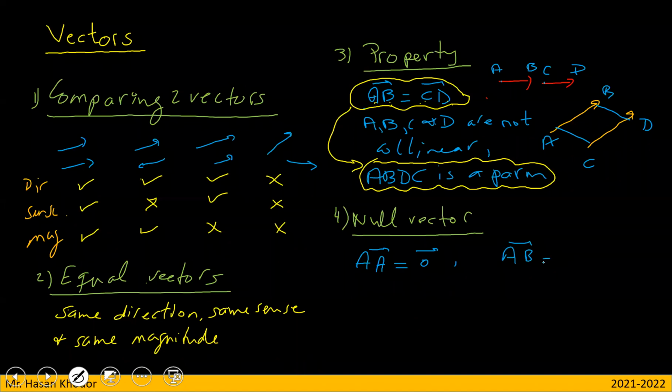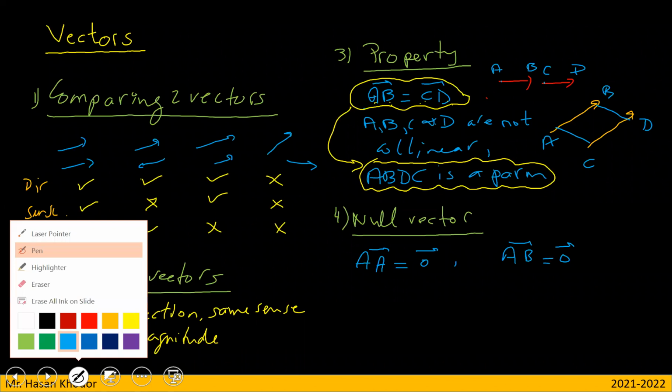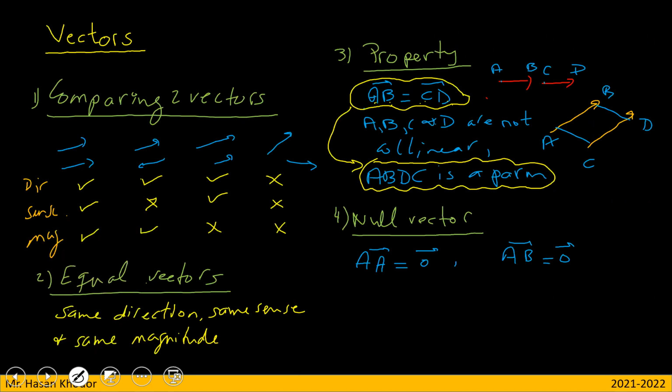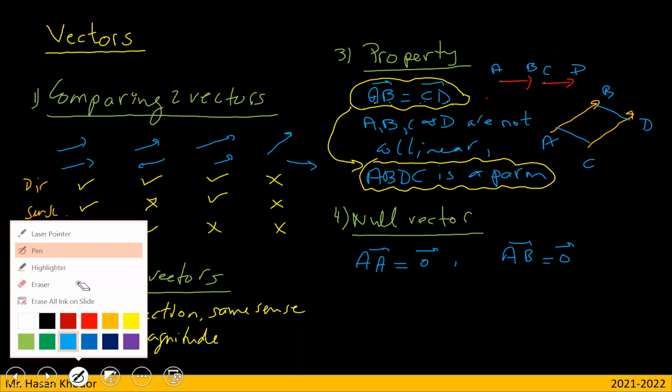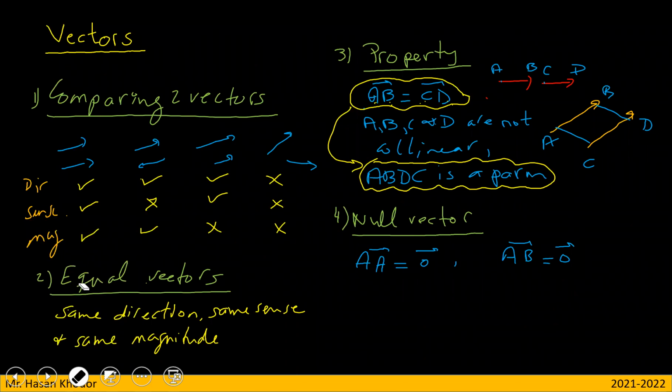Okay? So if I told you that I have a vector AB, and AB equals zero, what do you deduce? What can you say about the points A and B? They are points which coincide. They are the same point, okay?